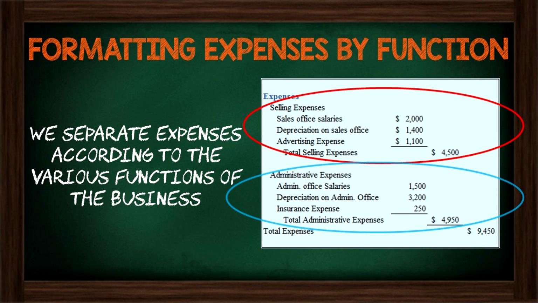And our insurance expense, we only incurred insurance on the admin side. Therefore, that's only going to be reported on the admin function section of the expense section. Therefore, we have insurance expense there listed at $250. So as you can see, there's a little bit of a difference between formatting expenses by nature and formatting expenses by function. But it is very important that you understand this difference and know how to prepare income statements using both methods, because it's going to come up on the midterm.